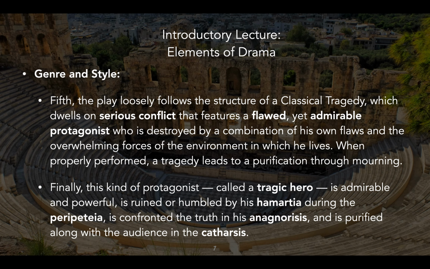And finally, this kind of protagonist is called a tragic hero. Okay, so you're familiar with this kind of character. He is admirable, he's powerful, and ruined by his hamartia, which is Greek for a mistake or a misstep or a misunderstanding during what we call the peripeteia, and that's the period in which the tragic hero is ruining his own life. All right, so Lear is going to ruin his own life during the peripeteia, and then he's confronted with reality in the anagnorisis. All right, and then finally purified along with the audience in the catharsis.